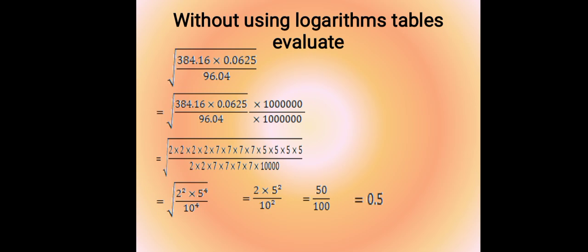Now we are to find the square root. If you are finding the square root of numbers raised to powers, you just divide those powers by 2. So if you divide 2 squared by 2, you get 2. If you divide the power of 4 by 2, you get 5 squared. If you divide 10 the power of 4 by 2, you get 10 raised to the power of 2, or 10 squared. Now simplify further. 2 multiplied by 5 squared, you get 50. That's 25 multiplied by 2. And then 10 squared is 100. So 50 over 100 is 0.5.